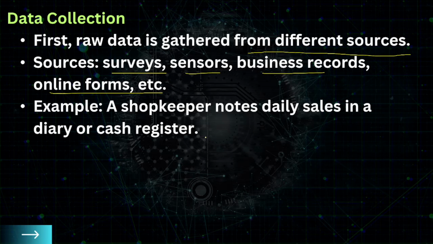That is also data collection. So instead of mentioning everything, you can just mention any one. In case you're explaining data collection, you just mention first that raw data is gathered from different sources. What are the sources? It can be surveys. An example is a shopkeeper noting daily sales in a diary or Excel.